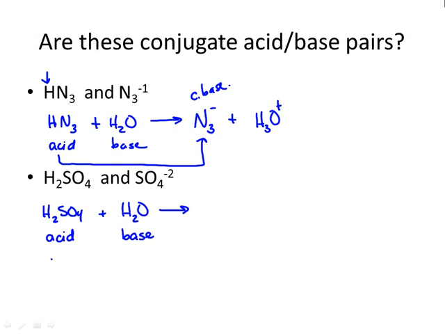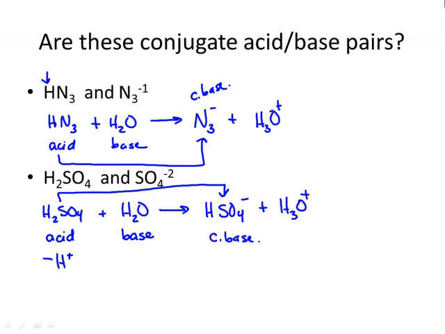In this case, I needed water to act like a base because I already have an acid. So my acid will again lose an H plus, forming HSO4 negative, and water will pick up that H plus and be H3O plus. So my acid forms my conjugate base here, and that is not the formula of the substance that we've been shown. So this is not a conjugate acid-base pair.